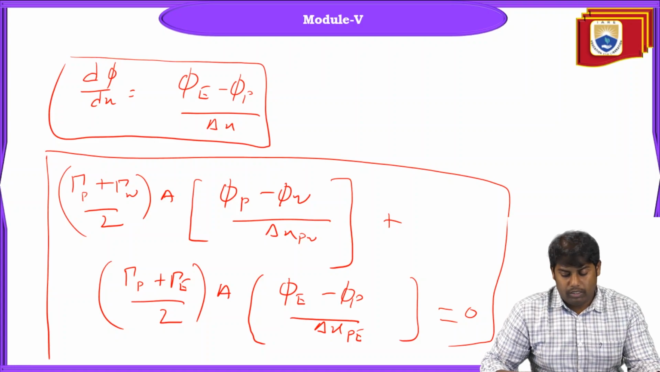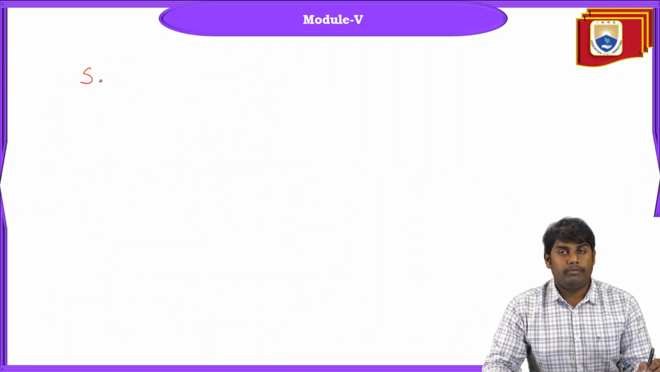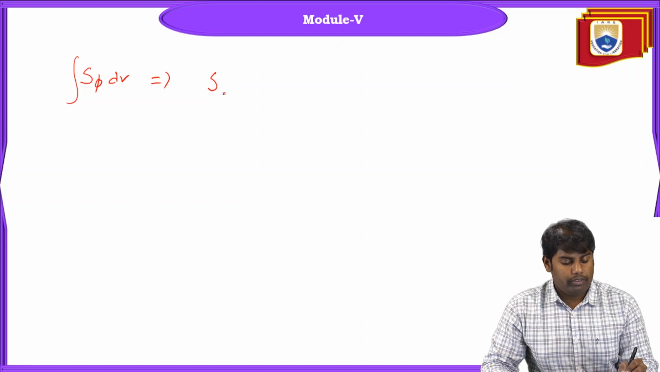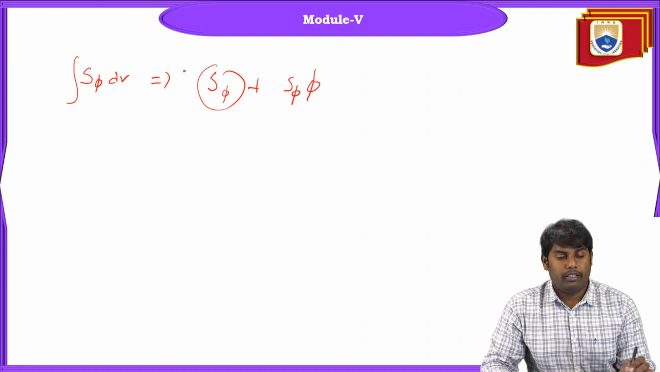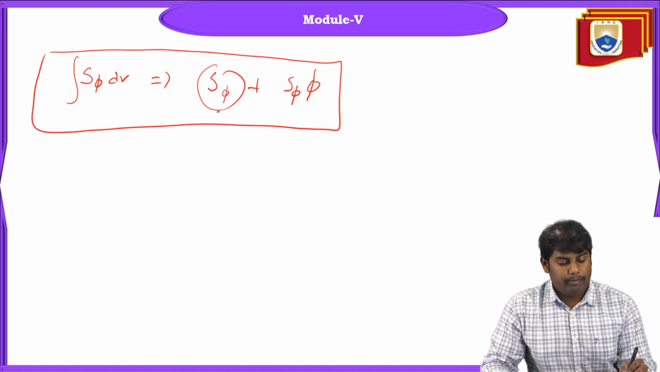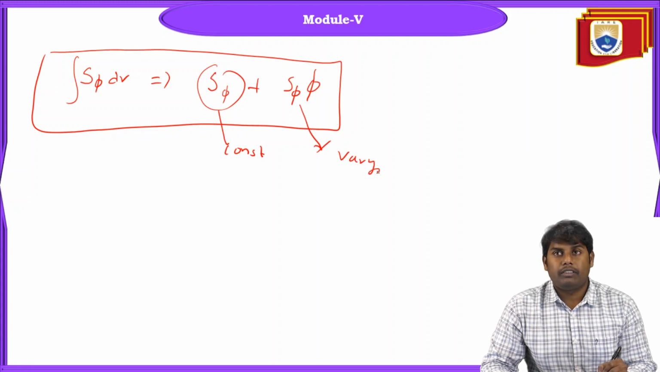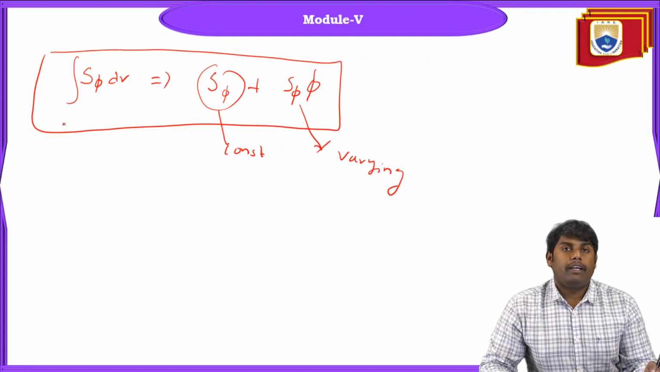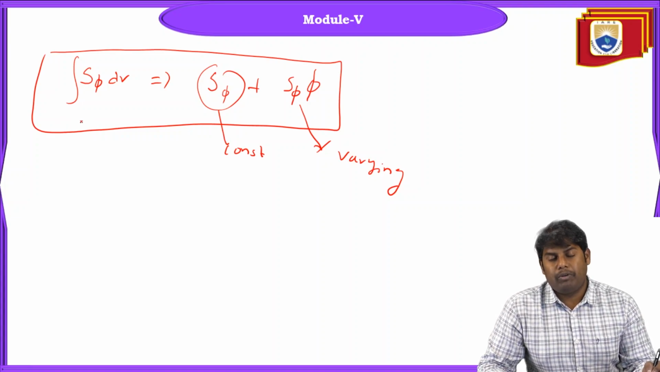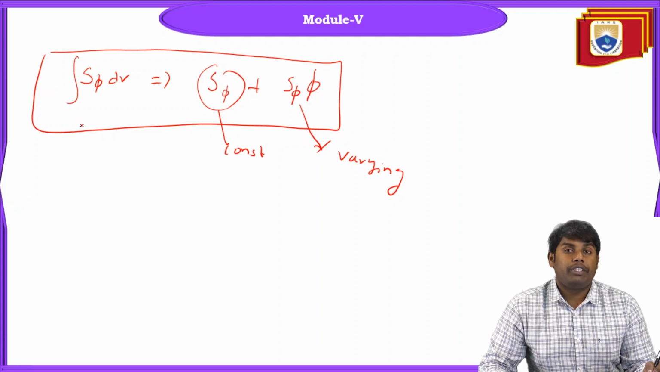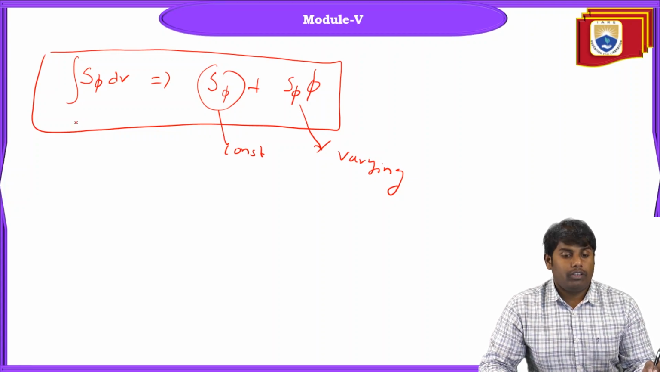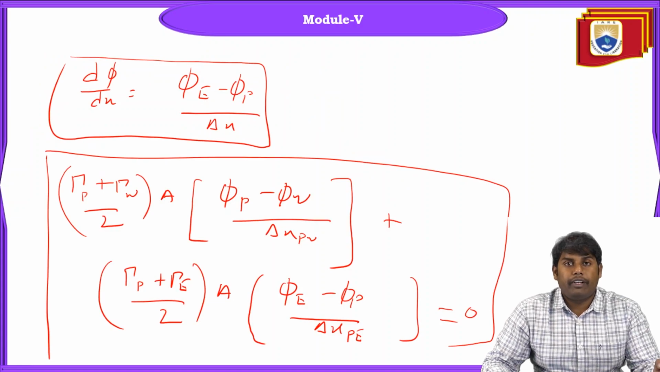Now we have taken the source term. When you take the source term, what happens? The source term S of phi into dV is basically a combination of a linear term. Let's say this is a constant plus S of phi into phi. The constant term is one part, and this is the varying term. People can assume a linear combination, or a quadratic combination, any combination they can assume. So it's a combination of the linear term and the non-linear term. Here we have seen the finite volume formulation.